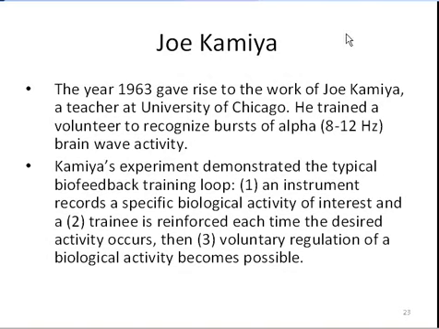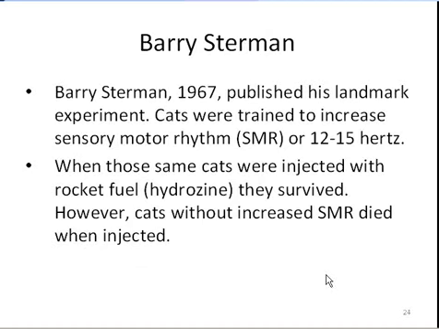Joe Kamiya, in 1963, was basically the father of biofeedback. He recognized the 3-step process. An instrument records a specific biological activity, a trainee is reinforced each time the activity occurs, and then voluntary regulation of a biological activity becomes possible. Barry Sterman in 1967 published his landmark experiment with cats, and he determined that cats who were trained to increase sensory motor rhythm became more seizure resistant than those who did not.